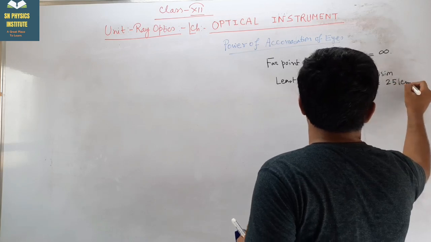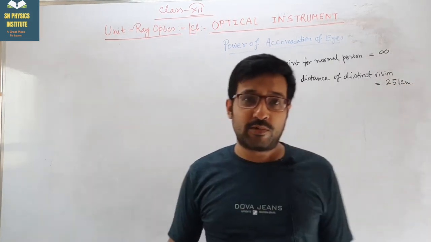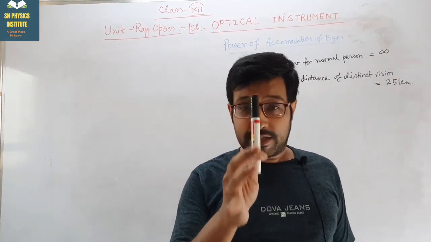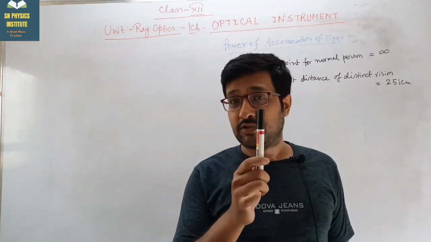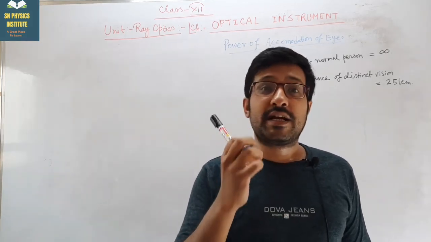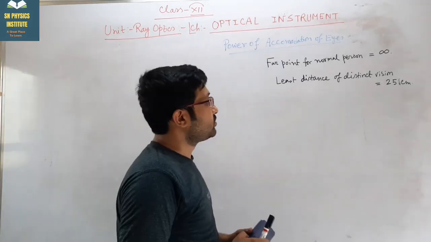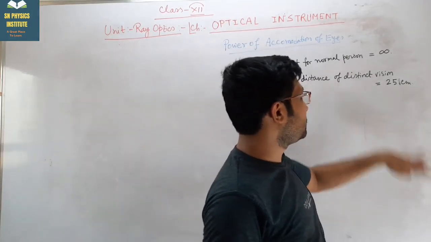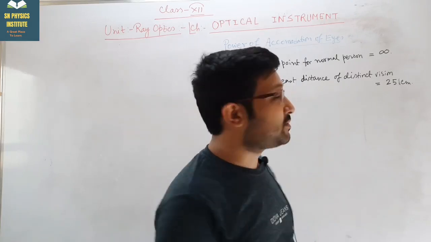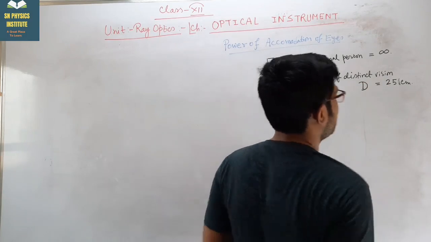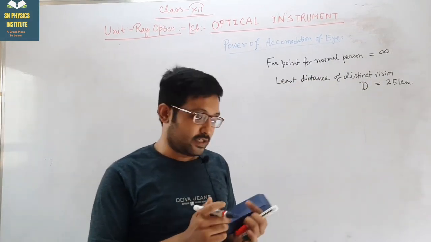This is equal to 25 centimeter. So suppose you see an object at less than 25 centimeter, what happens in this situation? Your ciliary muscle will contract. So D is the least distance of distinct vision, equal to 25 centimeter, and it is written as capital D. Capital D is equal to 25 centimeter.